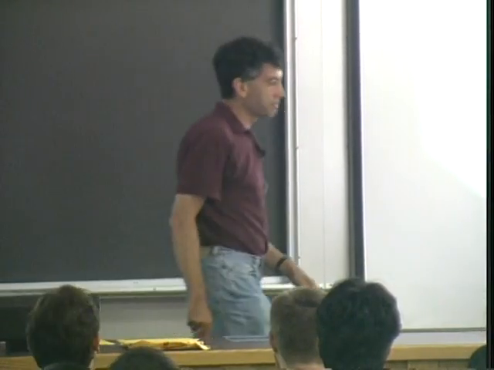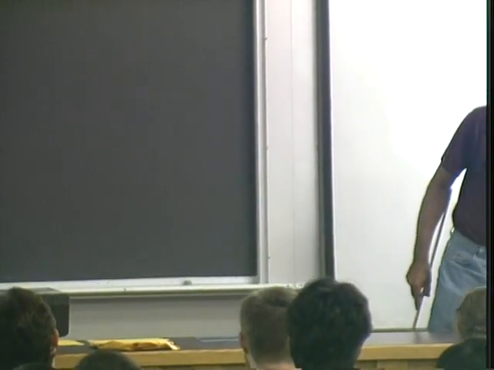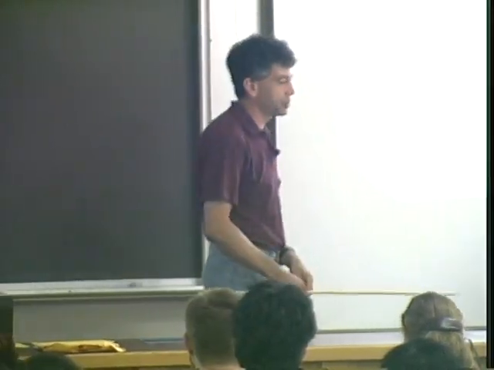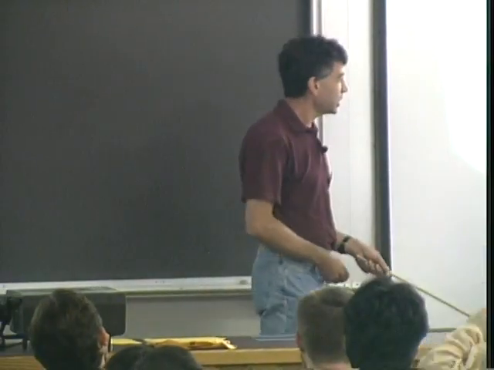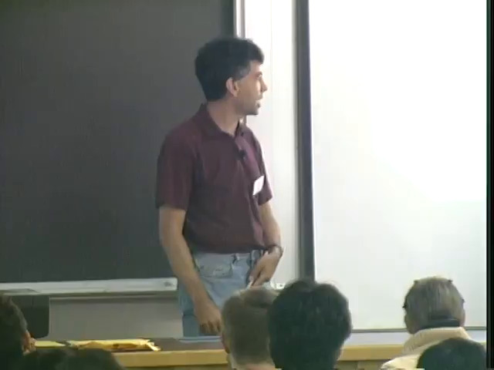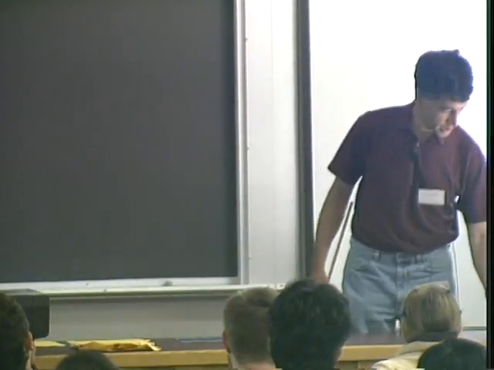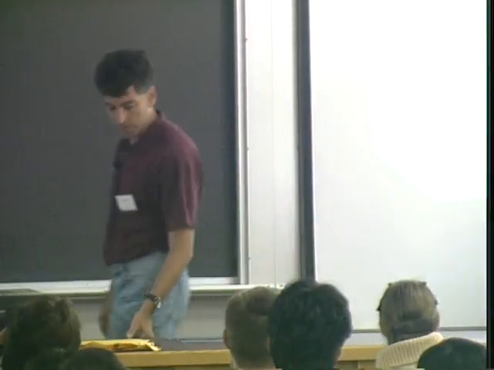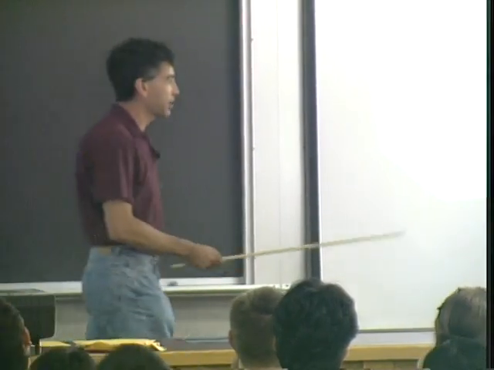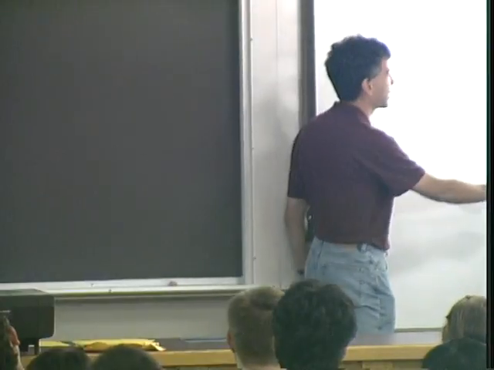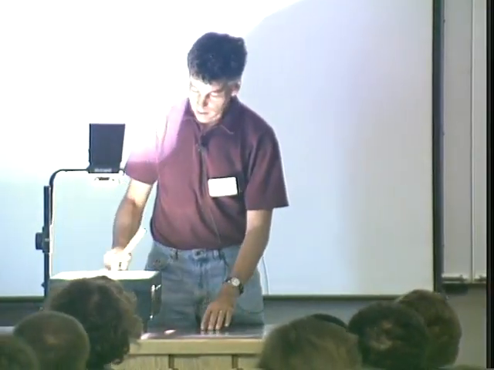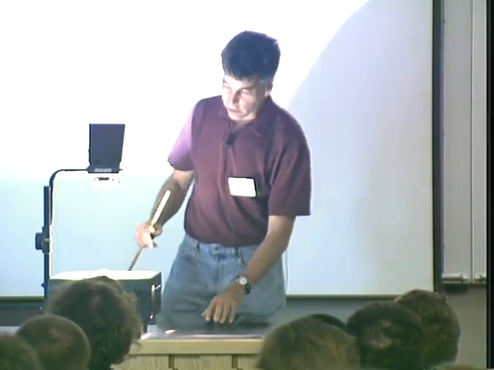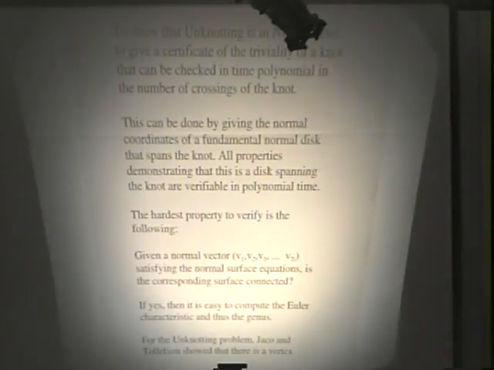Actually, you can improve this by doing some more work, using some improvements to Hawken's algorithm that were found by Jaco. You can improve this to c1 to the t, or another constant to the n, where n was the number of crossings. T is the number of tetrahedra in a triangulation. That's a linear function of the number of crossings of the knot. So you can use either one as a measure of complexity. You can also push this a little further to show that the unknotting problem is in NP.